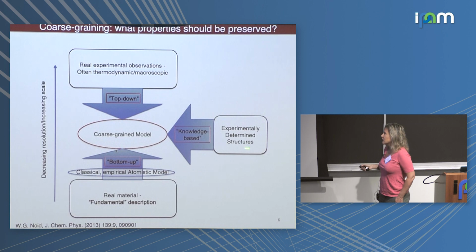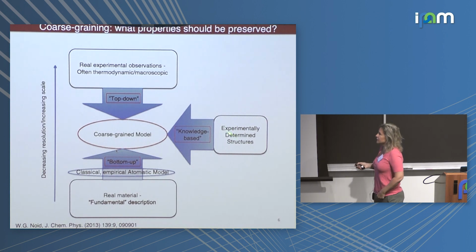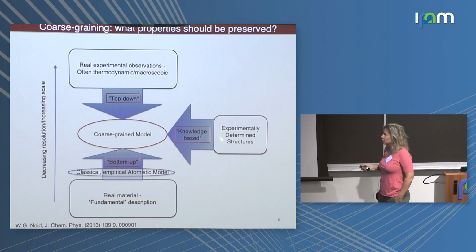Or you may want to start with what is called a knowledge base, also called a structure-based model. That means you want to start from some experimentally determined structure. For instance, if you have a protein, you want to make sure that it's going to be folded in the configurations, it's the folded state. And you can use some physics in order to make this work.